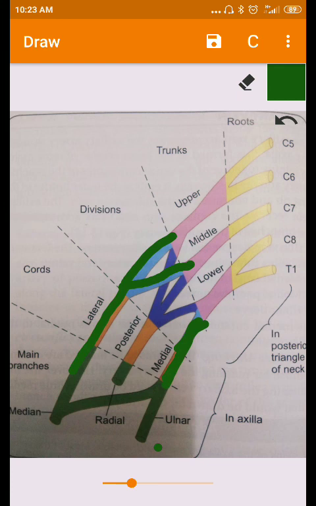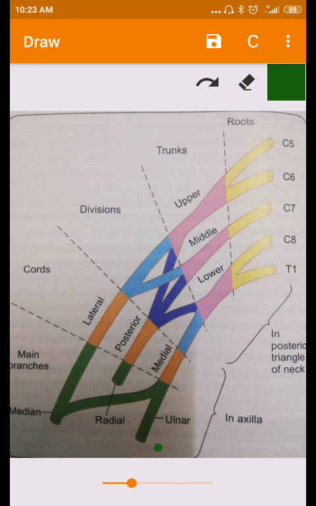All these things you know, I have explained in the classroom, and now you will get the clarity. The lateral cord is formed by the anterior divisions of the upper and middle trunks, and only the anterior division of the lower trunk forms the medial cord. All the posterior divisions of the upper, middle, and lower trunks form the posterior cord.